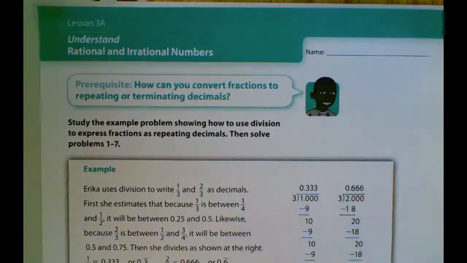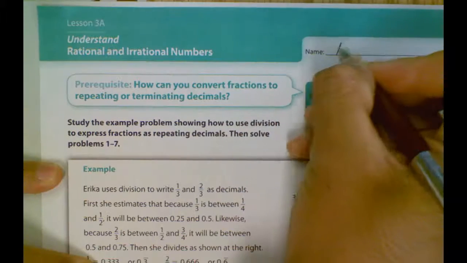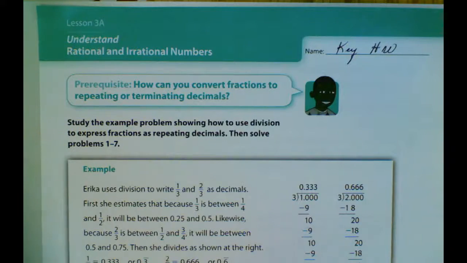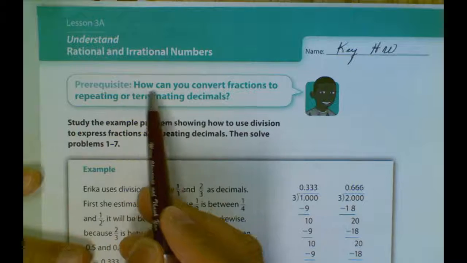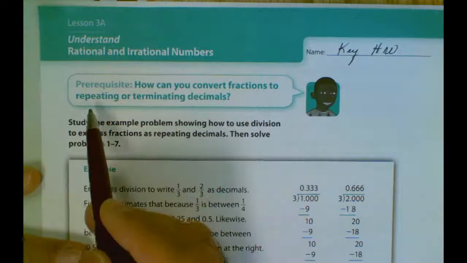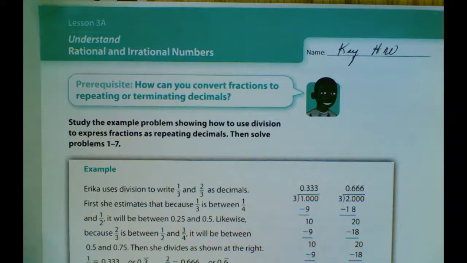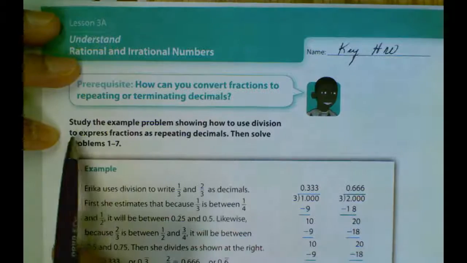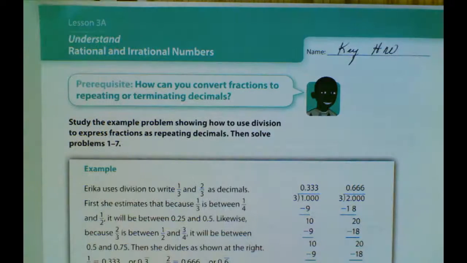So we are going to solve lesson 3A, understanding rational and irrational numbers. Remember that before this lesson, you need to know how to convert fractions to repeating or terminating decimals. And that's what we've been doing in class. That was the lesson for the last week. Remember to study the example problem showing how to use division to express fractions as repeating decimals.